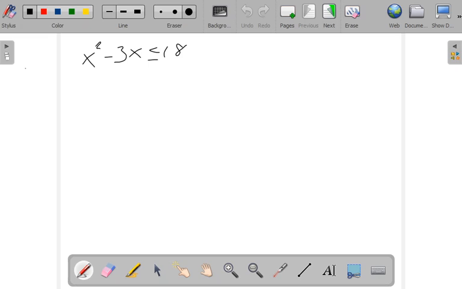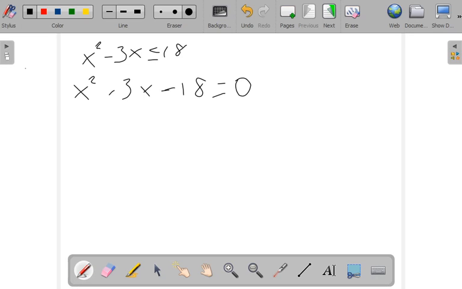So the first thing you want to do is move the 18 over to the other side so that it can be a quadratic equation that we can solve. So you want it in standard form. So if you do that, you'll get x squared minus 3x minus 18. And we're just going to go ahead and put equals 0. We're going to pretend, right? Really, it's an inequality, but we're going to treat it like a quadratic equation.